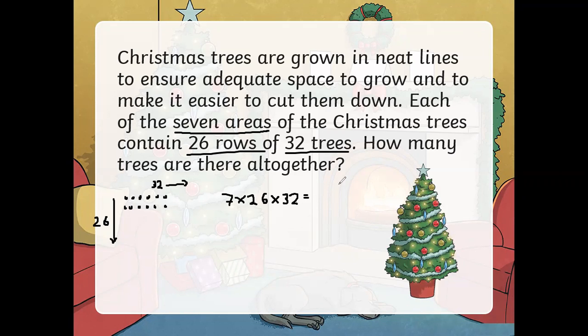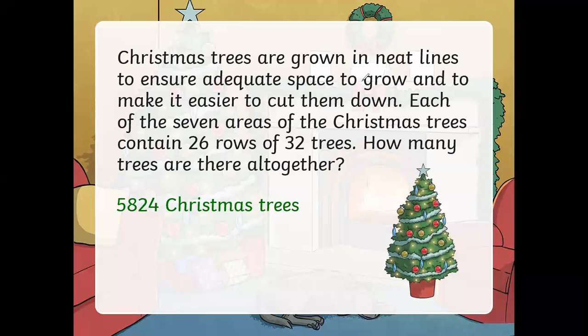I'm just here to show you how we get the logic behind it, and then you do the maths, and then you can double check it with the answer, which is 5,824. Let's double check that answer is correct. 5,824 Christmas trees. It says there. Cool.